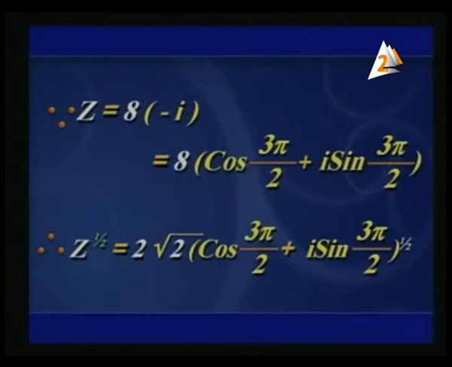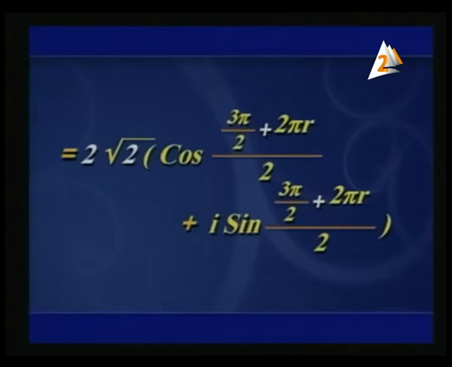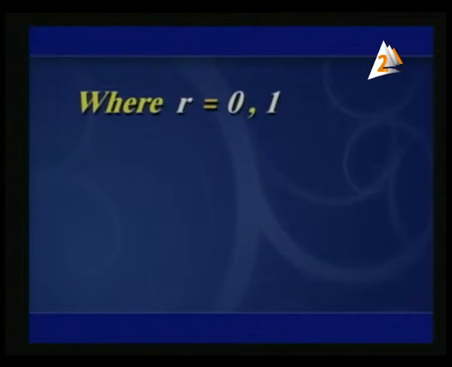z power half equals 2 root 2, which is the square root of 8, times cosine 3 pi over 2 plus i sine 3 pi over 2, all to the power half. Then equals 2 root 2 times cosine of 3 pi over 2 plus 2 pi r over 2, plus i sine of 3 pi over 2 plus 2 pi r over 2, where r equals 0 and 1.